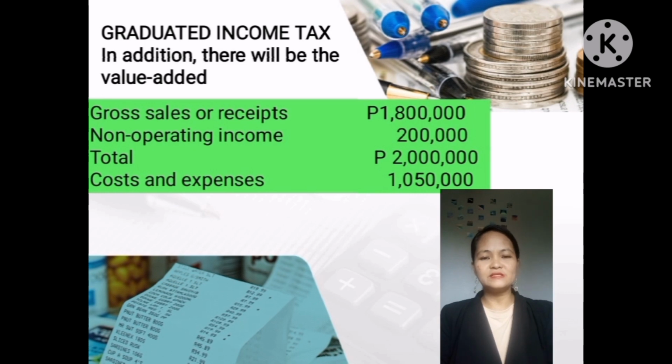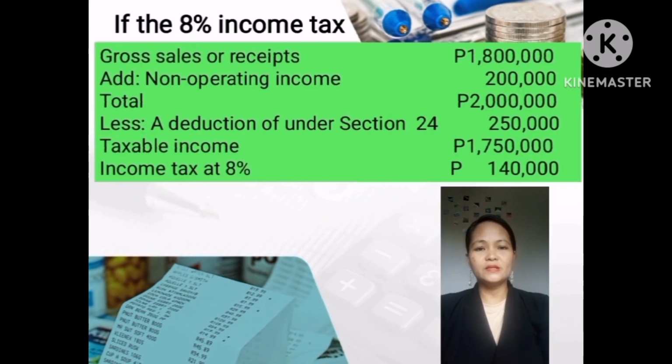Meron tayong individual taxpayer na ang gross sales at receipts niya ay 1,800,000 pesos. At ang kanyang non-operating income ay 200,000 pesos. At ang cost and expenses niya ay 1,050,000 pesos. Kapag 8% income tax ang na-avail, ang formula dito ay i-add ang non-operating income sa gross sales and gross receipts, then i-less natin yung 250,000 pesos dahil nandun yung formula na under section 24 nagli-less ng 250,000 pesos.